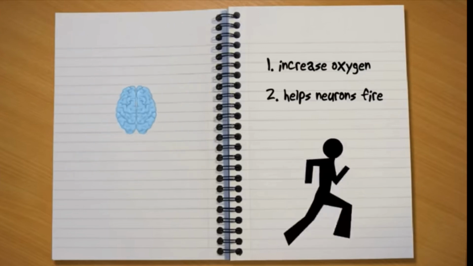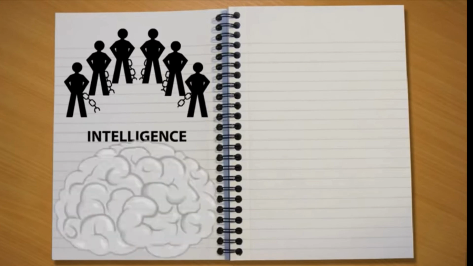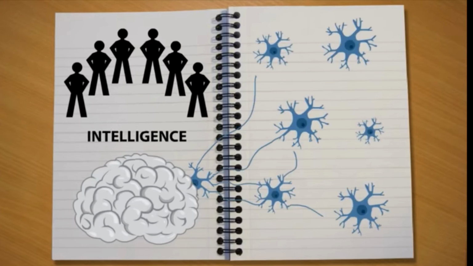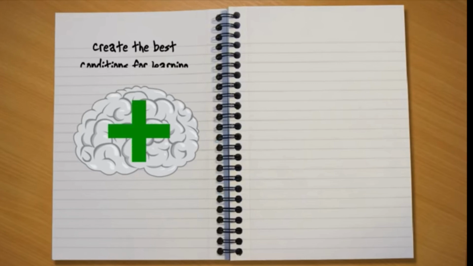Many people believe that a person's intelligence is fixed and it is not possible to become smarter. In fact, our brains are constantly changing and creating new neural pathways. This means that everyone is capable of learning and becoming more intelligent. There's lots you can do to make sure that your brain is healthy by creating the best conditions for learning.